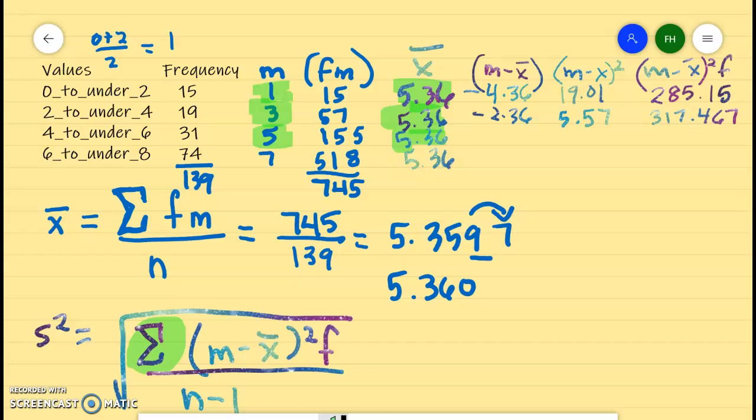Then the next one, you're going to do 5 minus 5.36. And you're going to get negative 0.36. You're going to square that, and you're going to get 0.130. And then you're going to times that by your frequency, which is 31. And you end up getting 4.018.